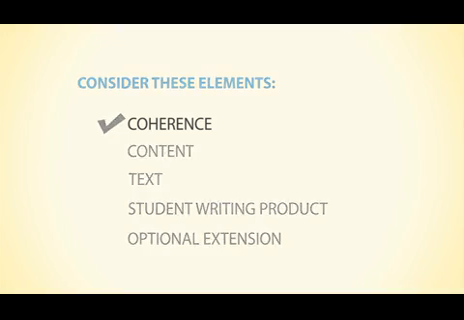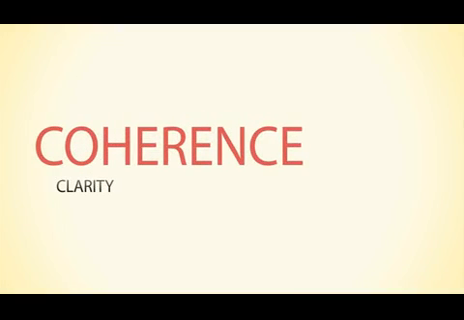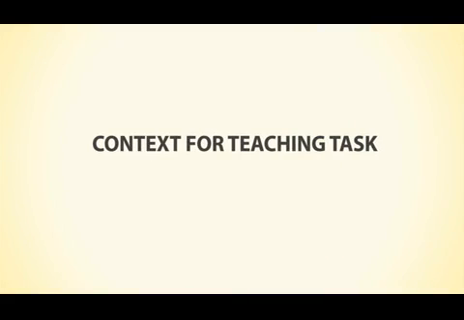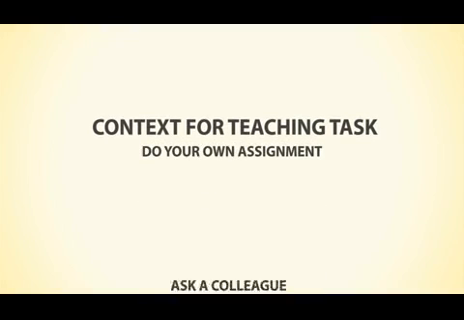A task that demonstrates coherence shows both clarity and a good fit or alignment between all of the components. The description for educators and background for students creates a context for the teaching task. The best way to check for coherence is to do your own assignment or ask a colleague to try it out.